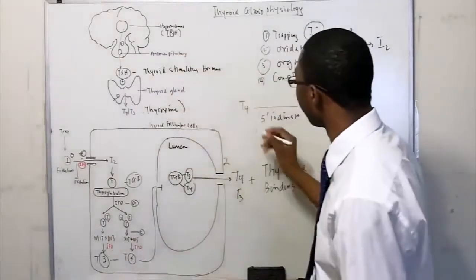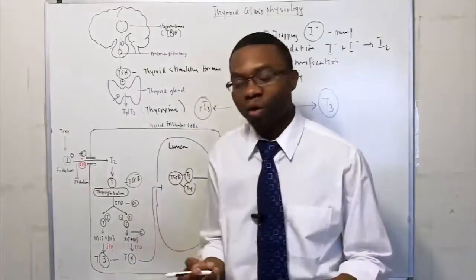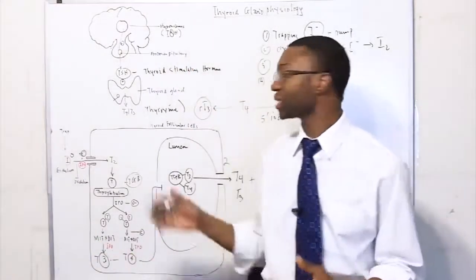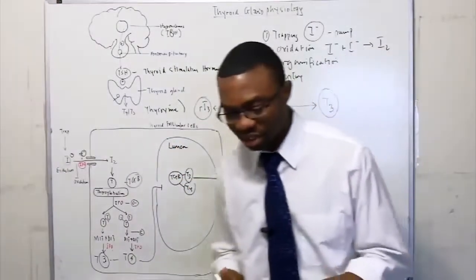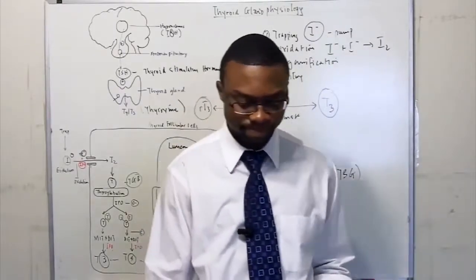We can also make a reverse T3, which is an inactive form. It's not really going to do anything. It's just going to be hanging out there. But that's another form that can also be made. But when we make T3, remember T3 is the most active form of thyroid hormone.